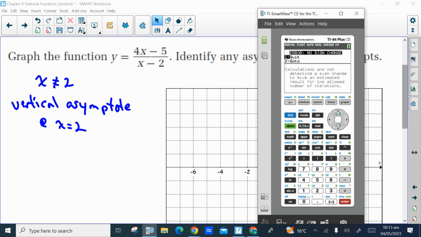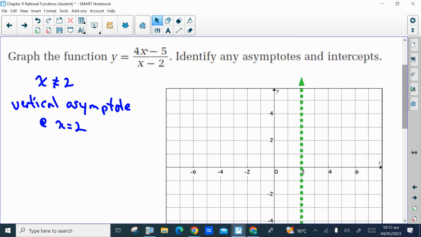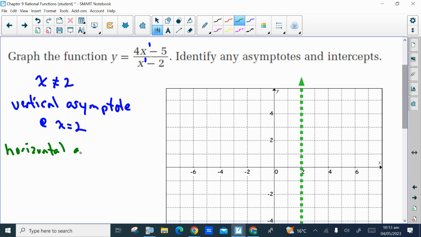Now, here's how you can get that. If we look at the degree of the top and bottom, the degrees are the same, right? The exponent on x on the top is power 1, same thing as the exponent on x on the bottom. Both of these have the same degree. When that happens, you can get the horizontal asymptote by dividing those coefficients. The coefficients of the term that contain the highest power.